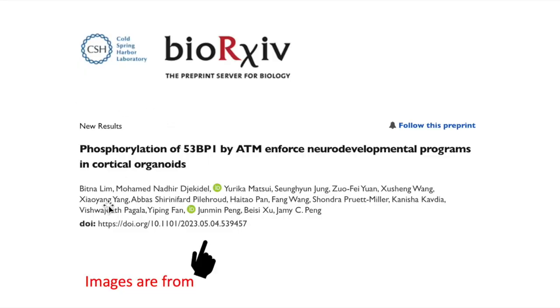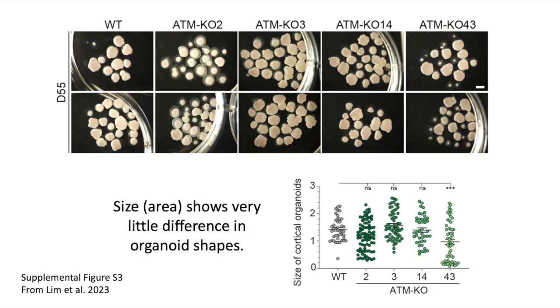We analyzed a paper by Lim et al. from the lab of Jamie Peng at St. Jude Children's Hospital. In particular, we focused on figure S3, in which they showed brain organoids grown to day 55. They compared wild-type cases with 4 lines that knocked out the ATM gene.